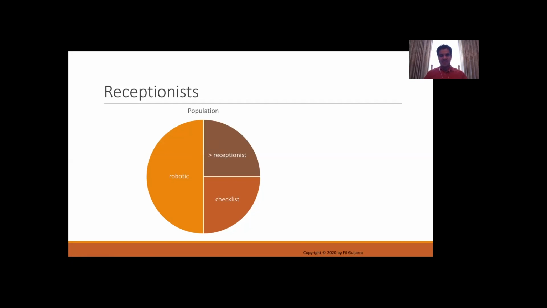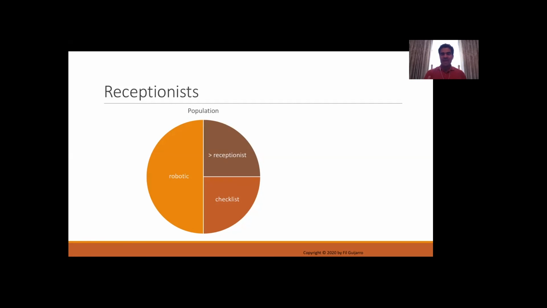The science is not perfect on this. You probably are the first one to know that. I'm treating this as if half of the population were what I call robotic receptionists, followed by 25% of the population, which are checklist receptionists, and the last 25%, which are more than receptionists, okay? And you can see the slide, I assume, with the circle. Tell me if you don't, okay?